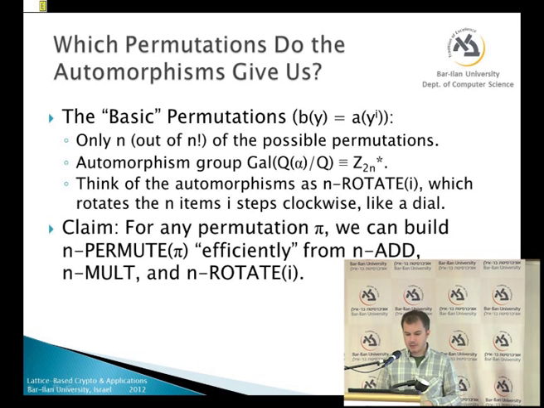So I'm going to make the claim that for every permutation pi, we can construct an operation that realizes that permutation efficiently from addition, multiplication on the arrays, and this rotate operation that we have. Once we have a general permutation, then we have a complete set of operations on encrypted arrays. We're good to go. So we just need to show this.